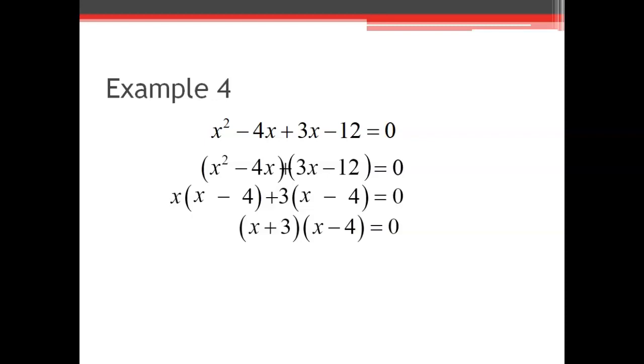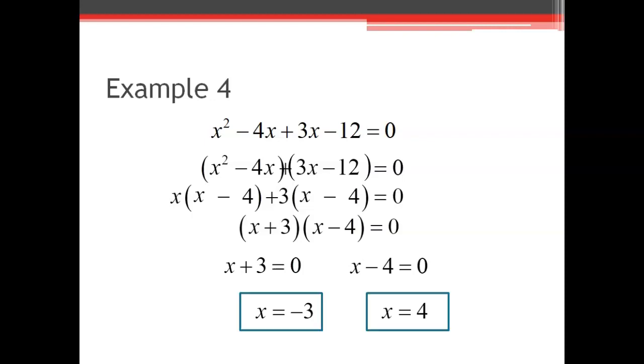And now we can set each of those factors equal to 0 and solve. So x plus 3 is equal to 0, and x minus 4 is equal to 0. Solve both of those, so we end up with x equals negative 3 and x equals positive 4. And those are my two answers for this last example.